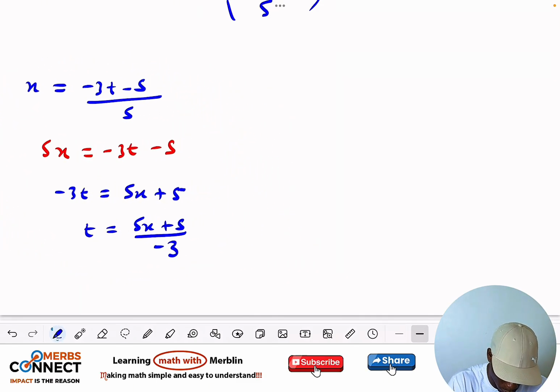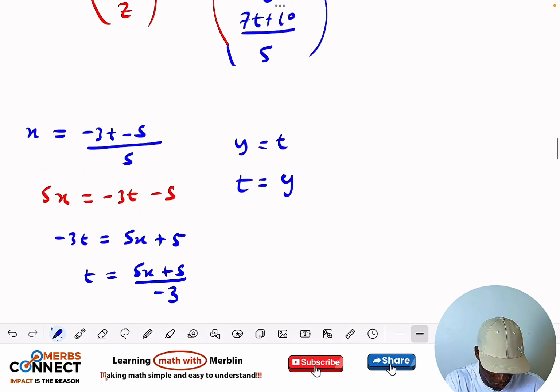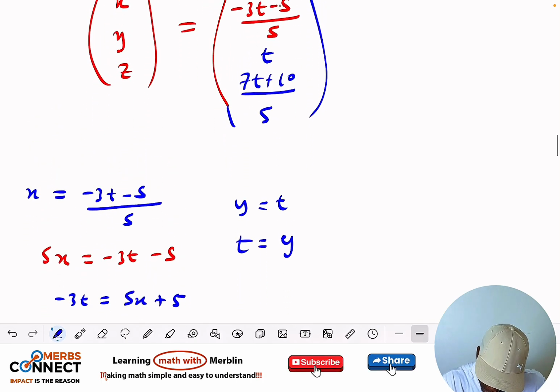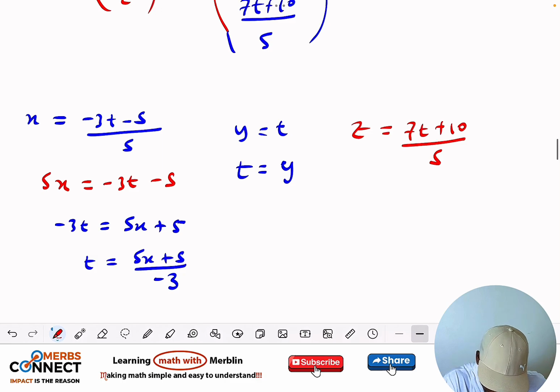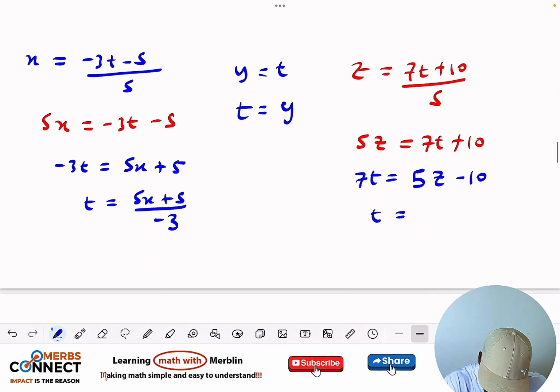Let's talk about the y component. y is equal to t, so making t the subject, t is equal to y. That's what we are going to get from there. And then making t the subject from z, z is equal to 7t plus 10 divided by 5. Here we are going to have 5z is equal to 7t plus 10. So 7t is equal to 5z minus 10, and t will be equal to 5z minus 10 all divided by 7.